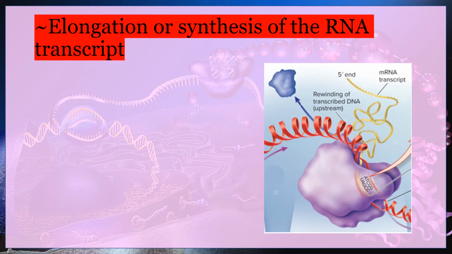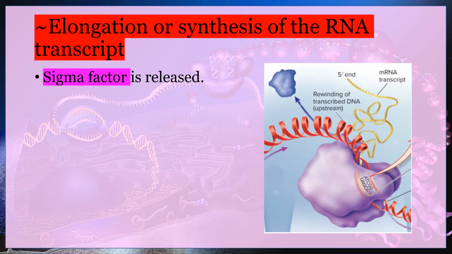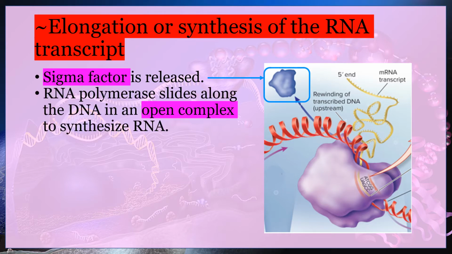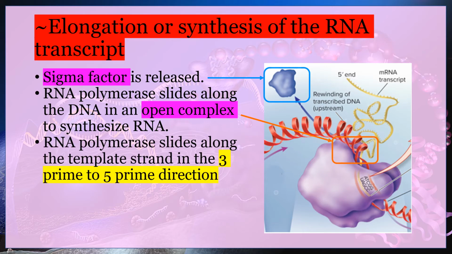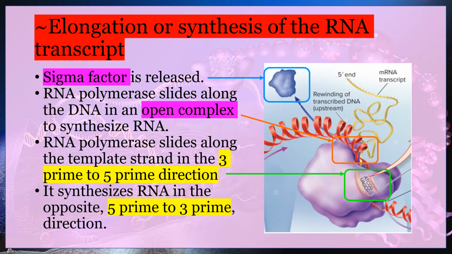Elongation, or synthesis of the RNA transcript. The sigma factor is released. RNA polymerase slides along the DNA in an open complex to synthesize the RNA. RNA polymerase slides along the template strand in the 3' to 5' direction. It synthesizes RNA in the opposite direction, 5' to 3'.